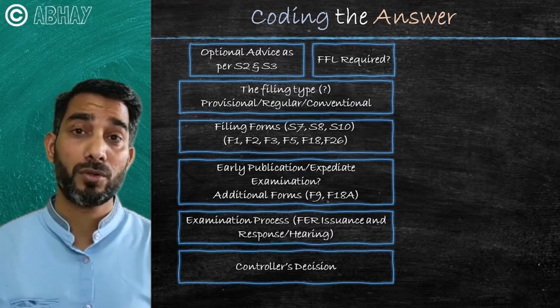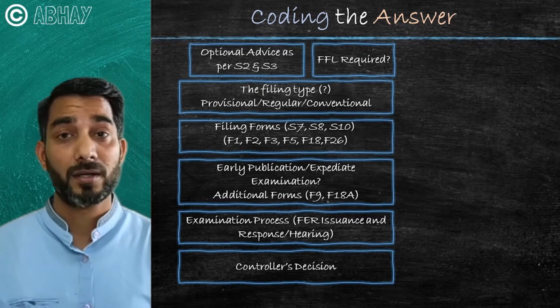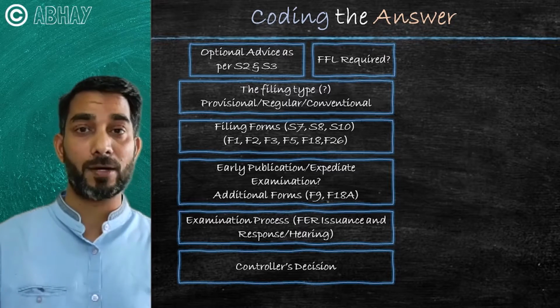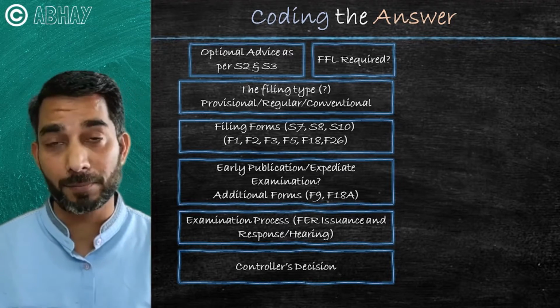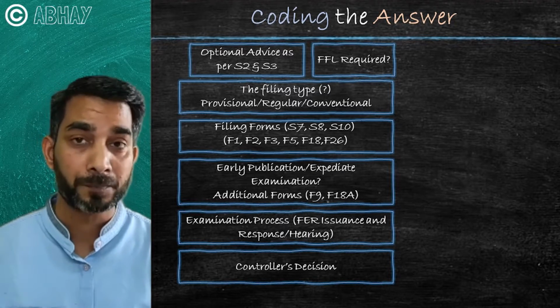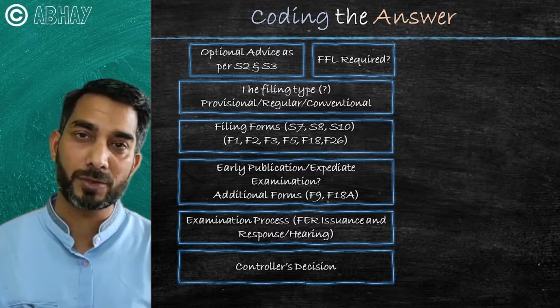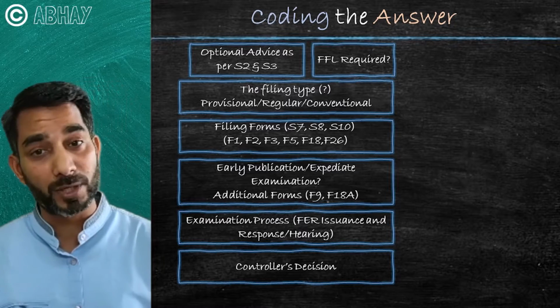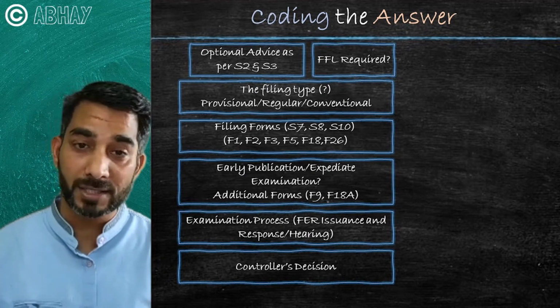You can also evaluate the idea as per section 3. And if the client wishes to file directly outside India, you can describe the process with regards to FFL requirements. Moving on, you can identify the requirements with respect to filing. Is it provisional, regular, or conventional? Accordingly, you can go with filing forms, provide section numbers to it.